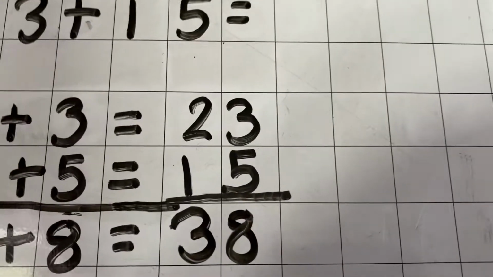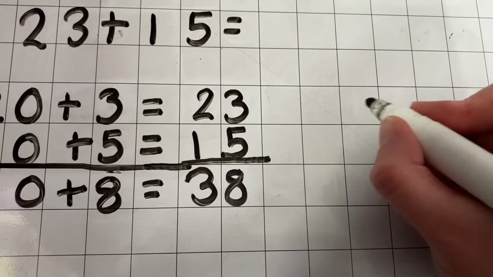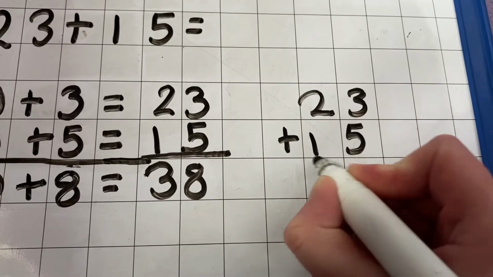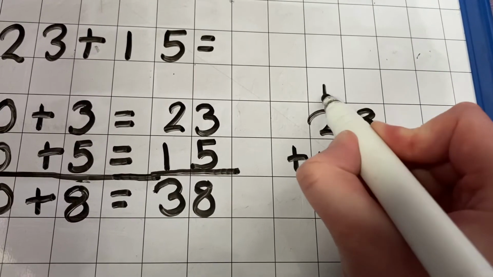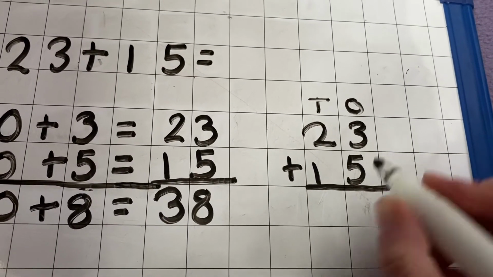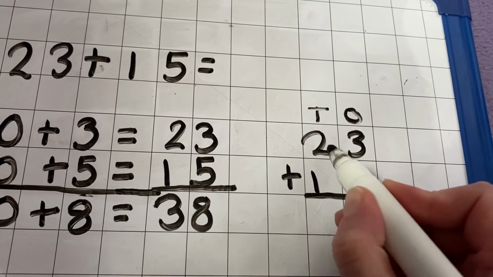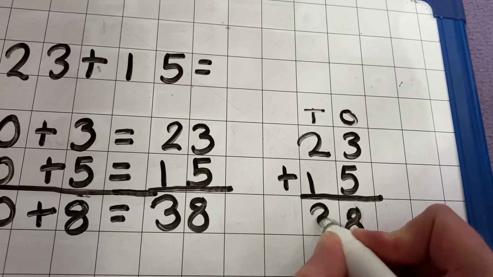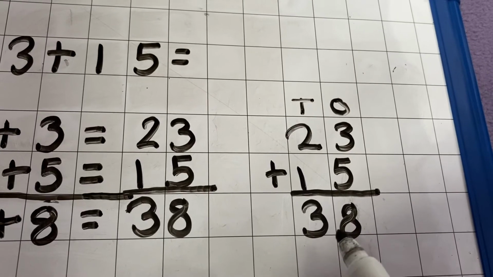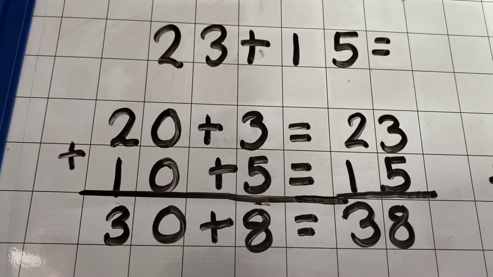Moving on from this, children will just be able to use the shortened version. So 23 add 15 with tens and ones. Starting with the ones, 3 add 5 is 8. 2 tens add 1 ten, 20 add 10 is 30, making the answer 38. This method is called the compact method. This is the expanded method.